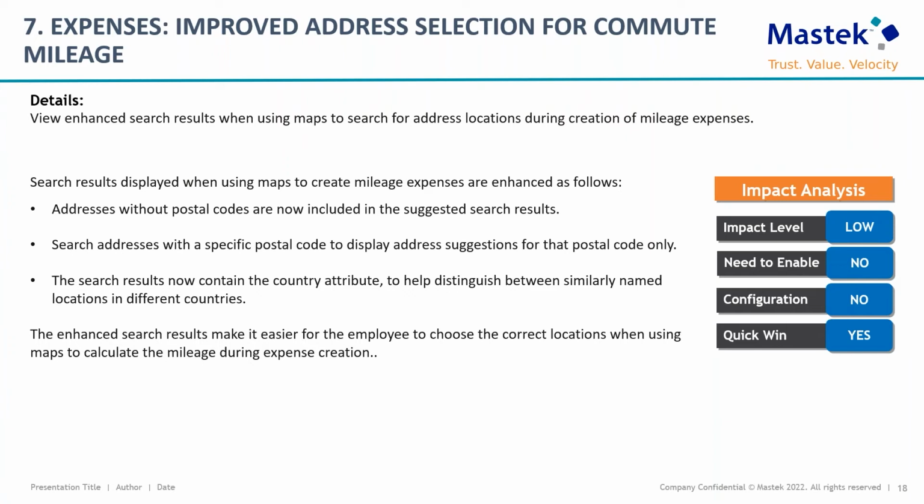The search of addresses within a specific postal code will display address suggestions specific to that postal code only. And if we have same named locations in different countries, Oracle has now introduced the country attribute as well, so that there is no confusion while selecting the address location. The main benefit of this enhancement would be for the employee users, who will be able to choose the correct location, and there is minimum risk of doubt while selecting the address for mileage expenses.